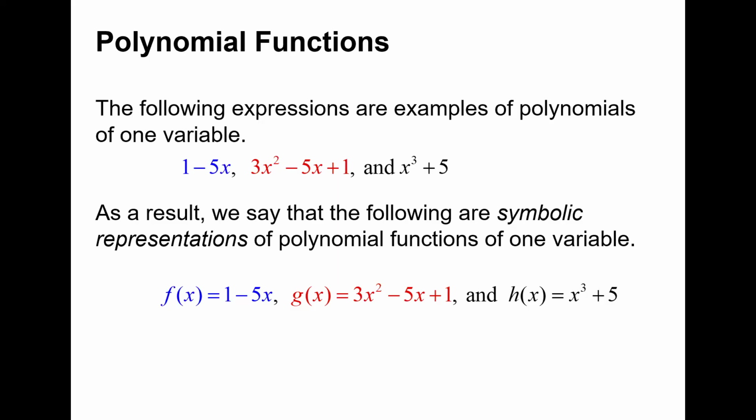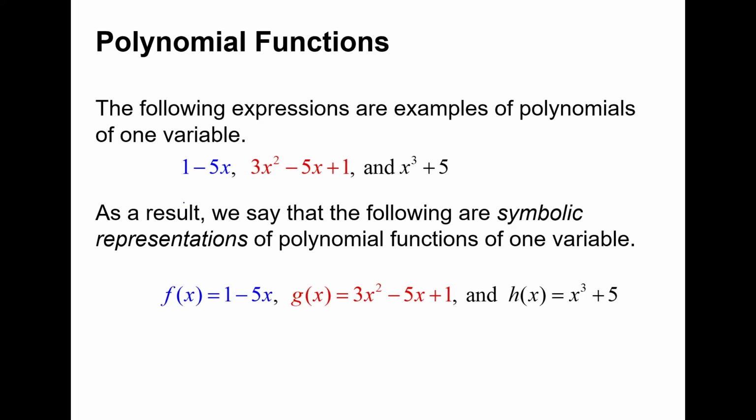All right, now we're looking at polynomial functions. So the following expressions are examples of polynomials of one variable. So we have 1 minus 5x, 3x squared minus 5x plus 1, and x cubed plus 5. Okay, so as a result, we say that the following are symbolic representations of polynomial functions of one variable.